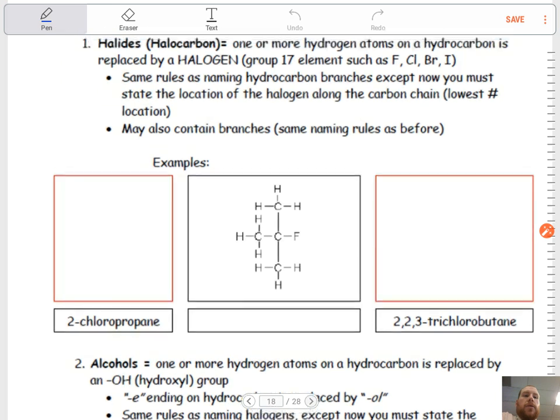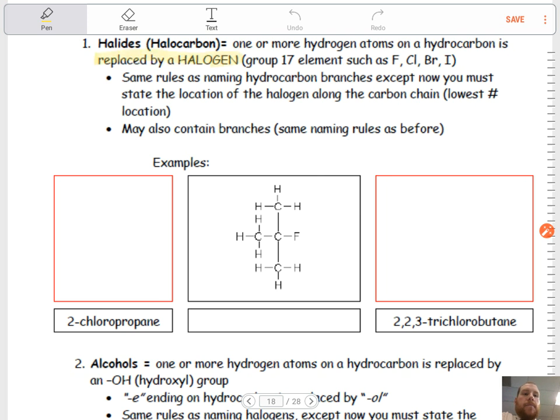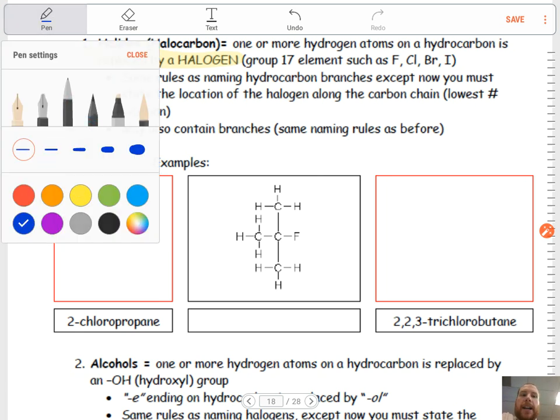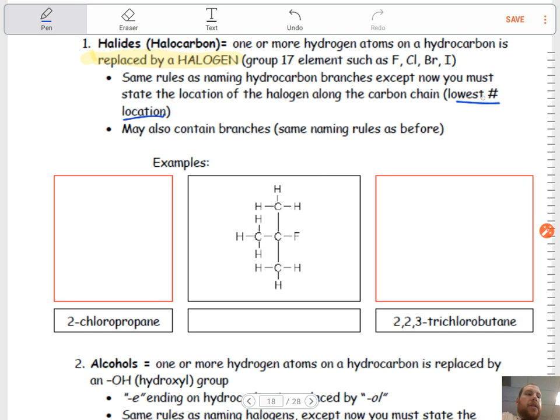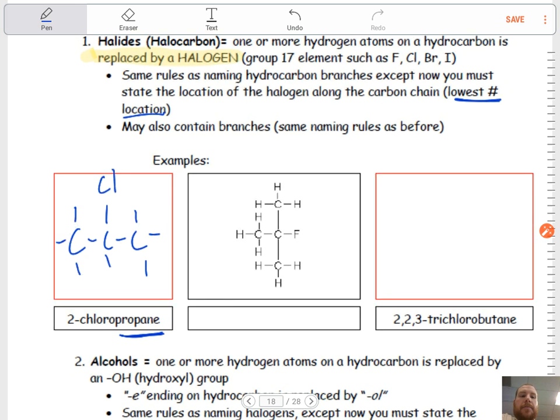All right, our first functional group we're going to talk about is the halides, or the halocarbons. It's just one or more hydrogen atoms, guys, that have been replaced by a halogen. Same rules as naming our hydrocarbon branches, except now we've got to state where the halogen is. Just like we've done branch naming already, same thing: lowest number location of the carbon. So 2-chloropropane. Start with your long chain first, so propane, C-C-C, and then 2-chloro, we put a chlorine there, and then fill in our hydrogens, making sure that every carbon has 4 bonds.